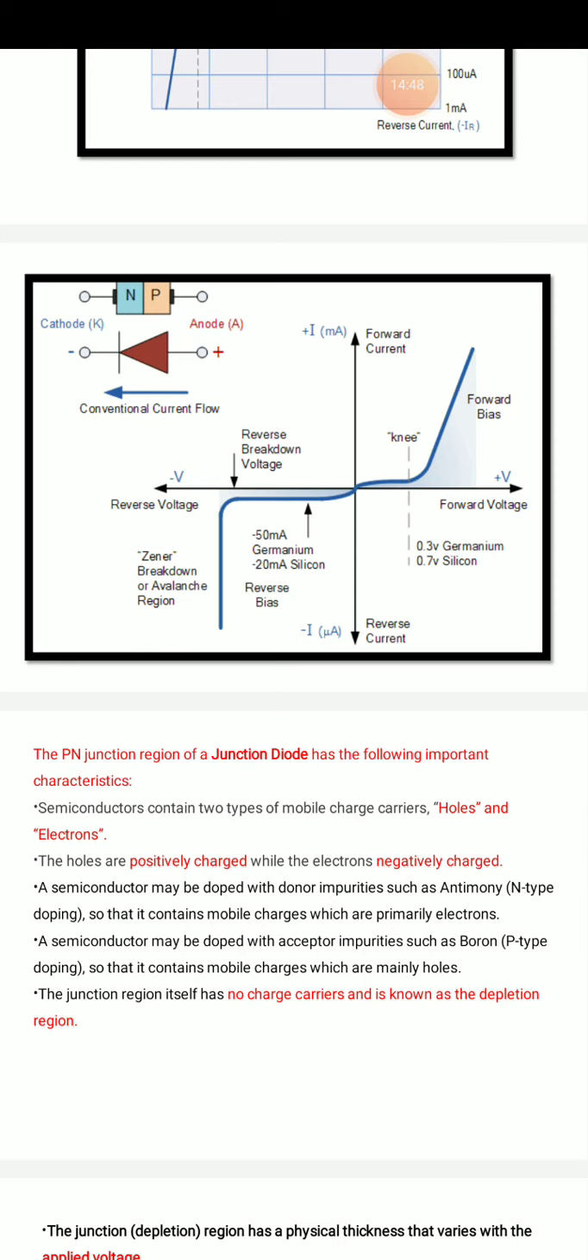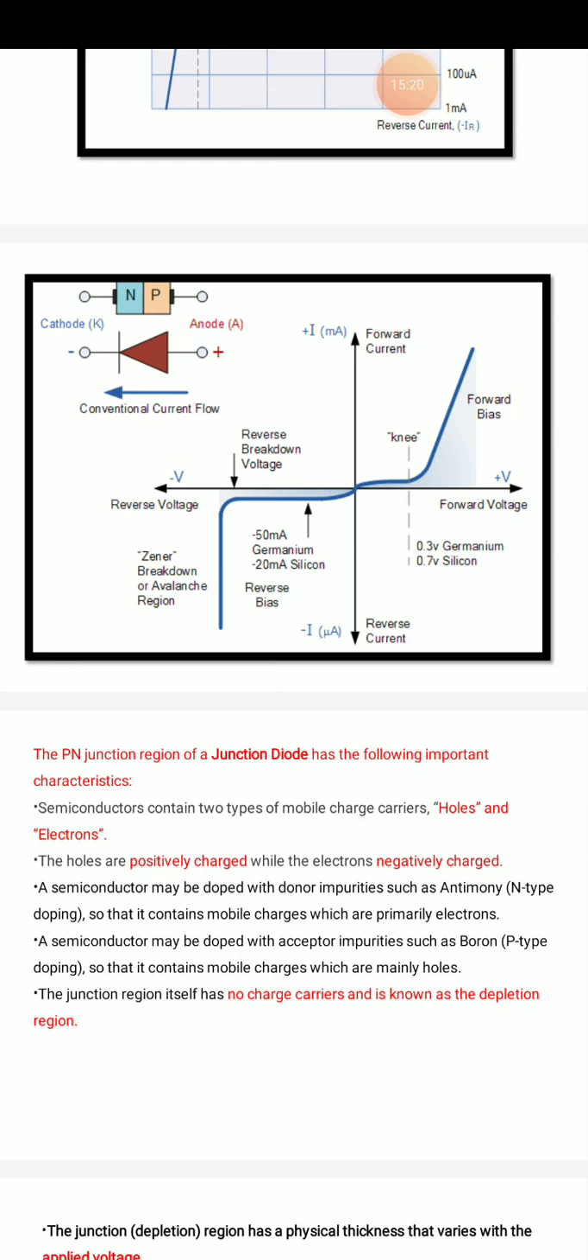As I already mentioned, the knee voltage is the important parameter. In case of germanium, almost 0.3 volt is more than sufficient to reach the knee voltage. In case of silicon, 0.7 volt is needed. After that particular juncture, the current increases drastically with the voltage.